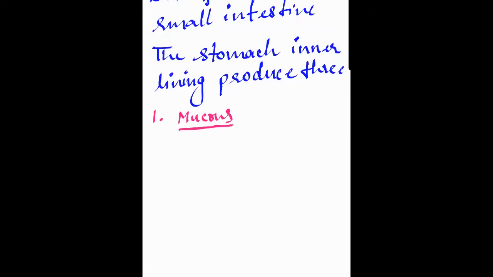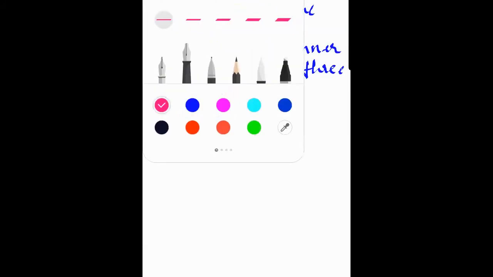That acid can destroy the inner lining tissues, but that should not happen. If hydrochloric acid degrades the inner lining of the tissue, then you may get some diseases, or a wound will form, and later on that may turn into cancer. So for that protection, mucus is secreted in the stomach to protect the inner lining of the tissues of the stomach.